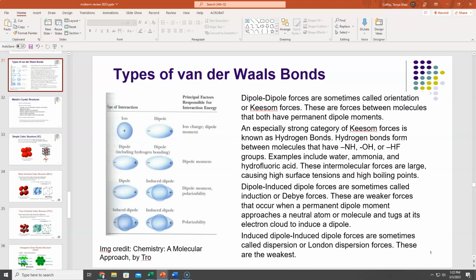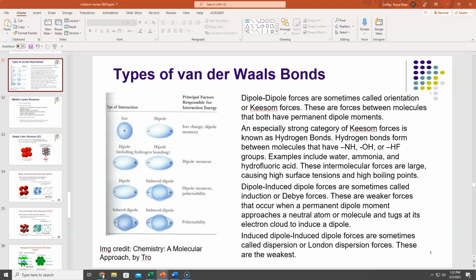Van der Waals are the weakest bonds in our laundry list of bonds that we presented earlier. And then among van der Waals bonds, there's subclasses of bonds, okay? So dipole-dipole forces are sometimes called orientation or Keesom forces, and these are forces between molecules that have permanent dipole moments. So these are the strongest kind of van der Waals bonds.